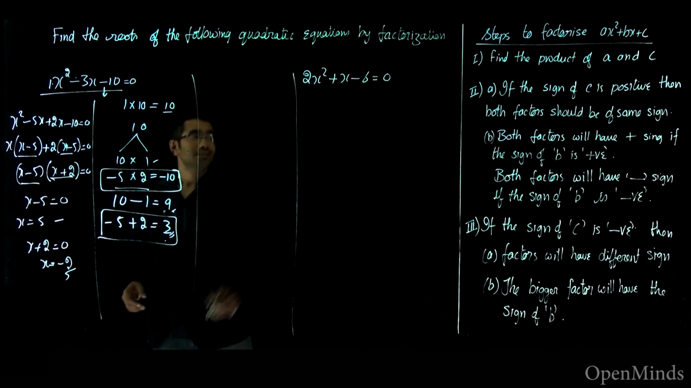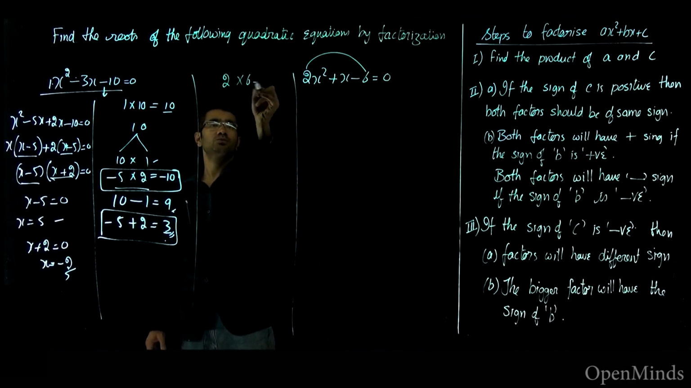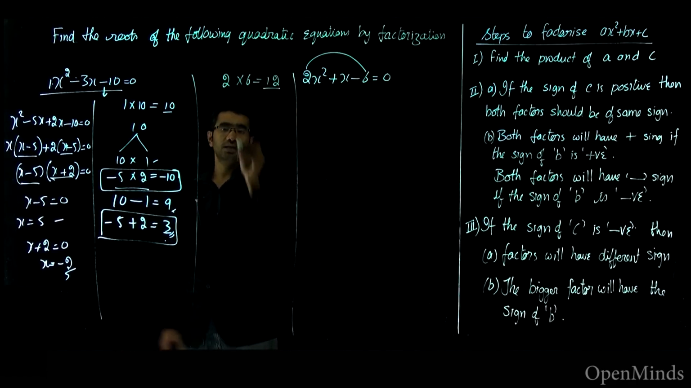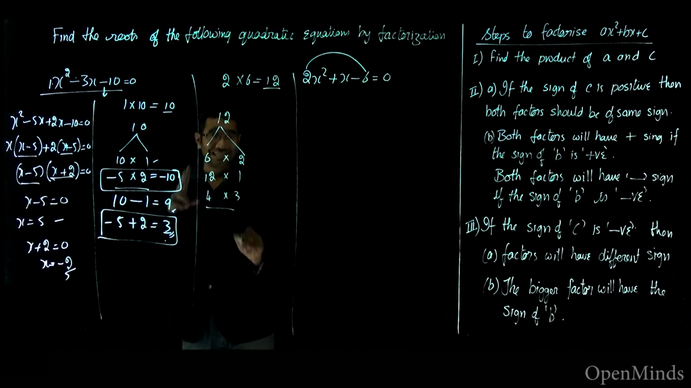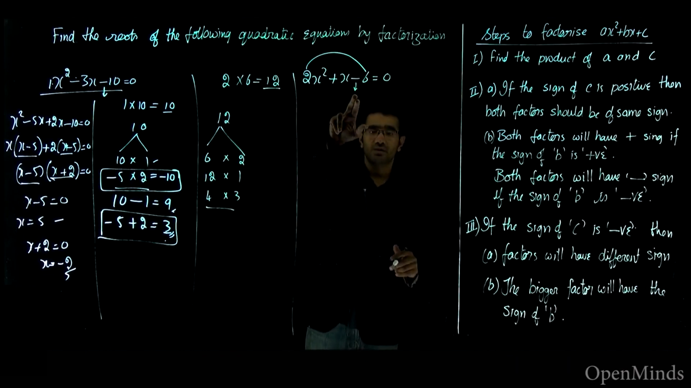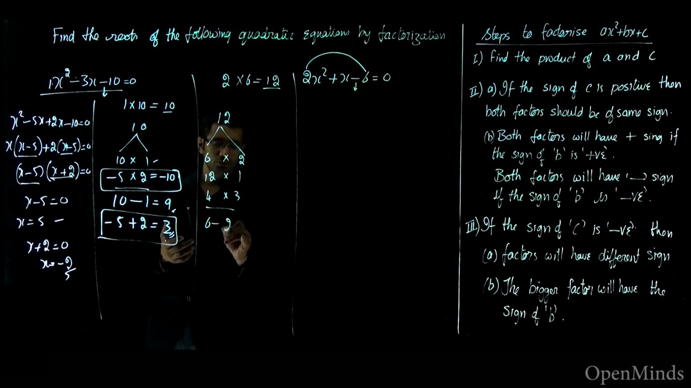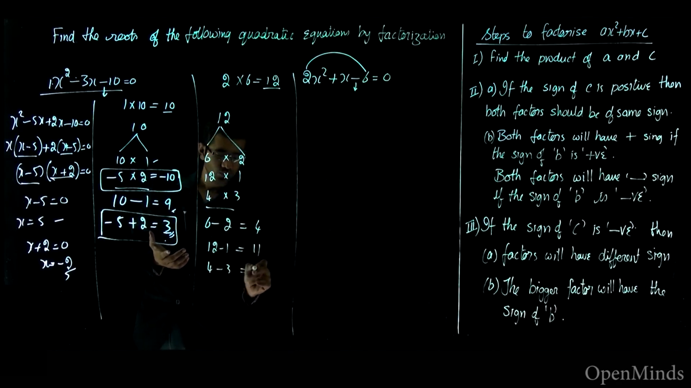Here I can see I have to multiply these two, that is 2 times 6, which is 12. So how many ways can I write 12? 12 can be written as 6 times 2 or 12 times 1 or 4 times 3. What's the next thing to do? Check this sign. This sign is negative. If this sign is negative, I got to subtract the factors. So I need to do 6 minus 2, that is 4, or I can do 12 minus 1, which is 11, or 4 minus 3, which is 1.